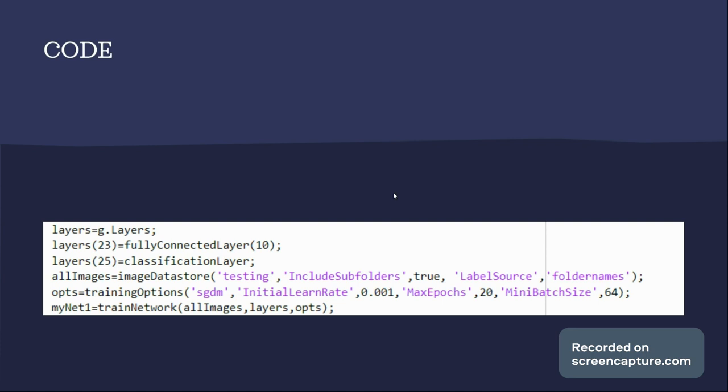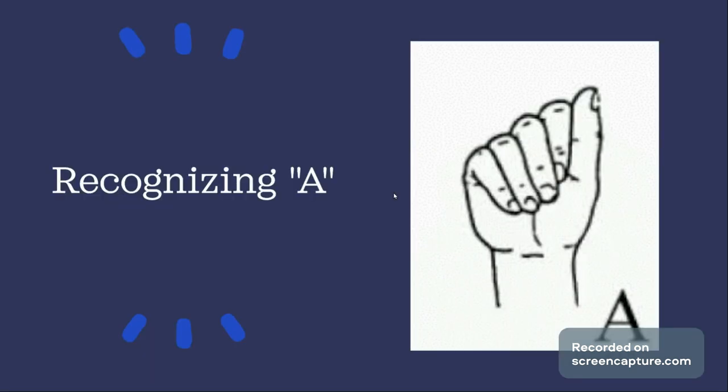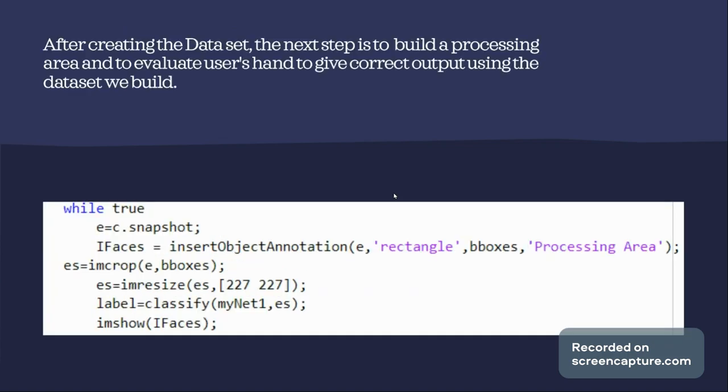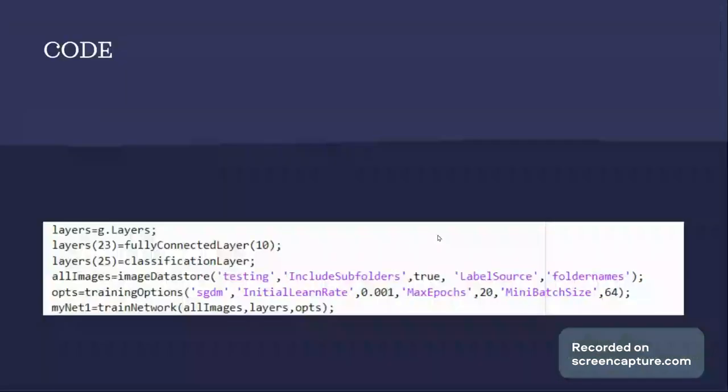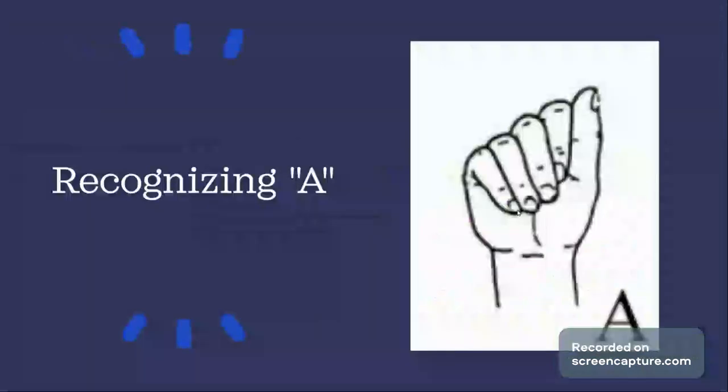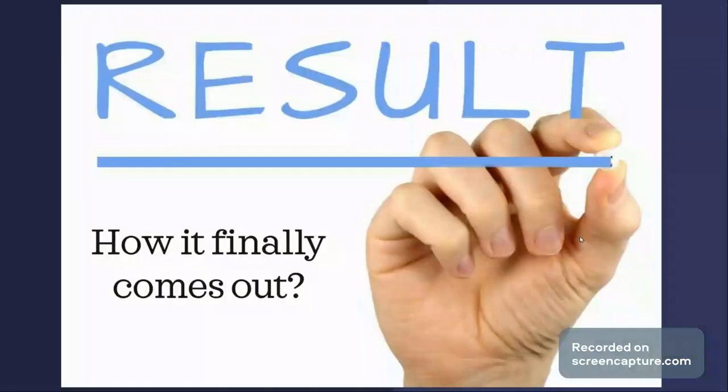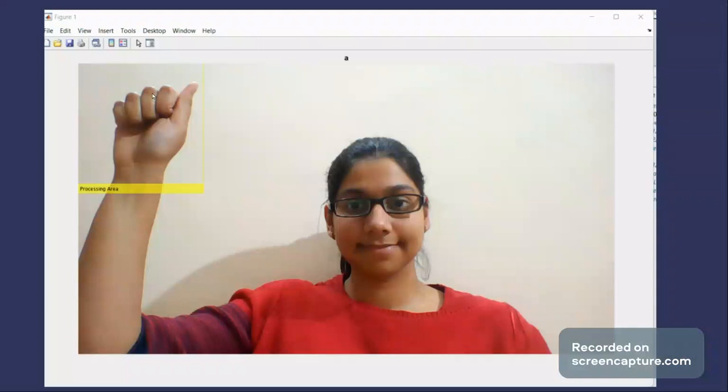Now moving ahead, recognizing A. After we have done this, our main task is to see whether the dataset and our output are matching or not. So the task is to recognize A. So this is the sign of A, how it finally comes out, the result time. Here you can see this is the gesture of A which I have made, and here is the result A. Wow, that's visible. Great, that's me.